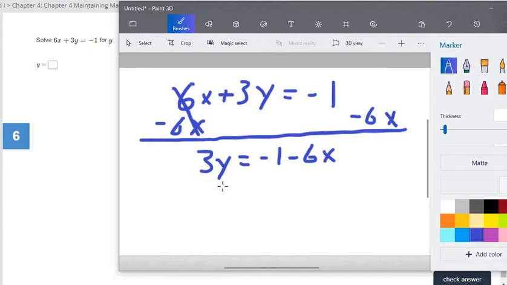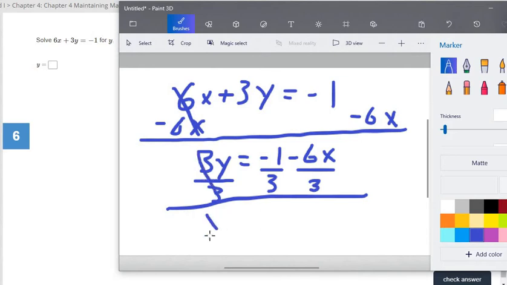And next thing we have to do is we need to get rid of this 3. Since it's 3 times y, we are going to divide both sides by 3. And again, we have to divide everything on this side by 3. So these 3's will cancel out, leaving us y on this side, which is what we needed. Here we have negative 1 over 3, so that's just going to remain a fraction, negative 1 over 3. And here we have negative 6 divided by 3, which is negative 2. So negative 2x. So this is going to be our answer here.